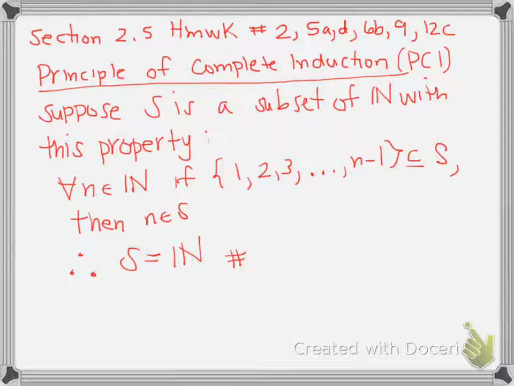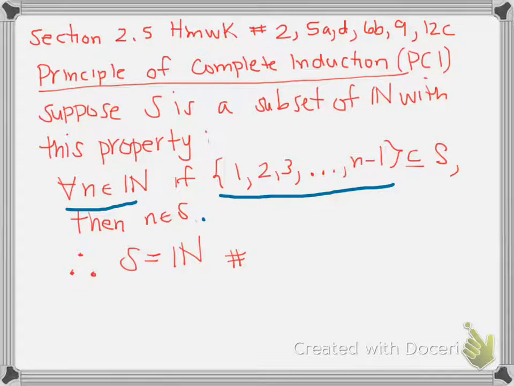Okay, so in this section, we're still talking about induction. It's just a different form. This first principle is the principle of complete induction, and of course, the presenters talked about that today. I think the last group talked about PCI today. So the difference here is that you're supposing S is still a subset of the naturals with the property that for all n belonging to the natural numbers, if the set 1, 2, 3, all the way up to n minus 1 is a subset of S, then n belongs to S. And if that's true, then you could say therefore S equals N.